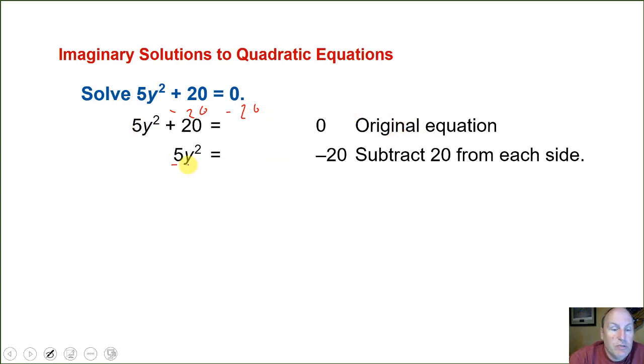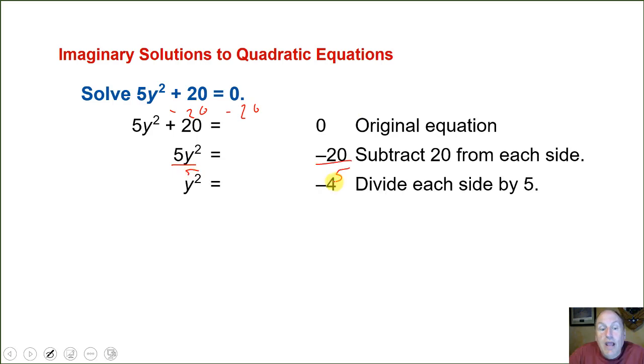Okay, next thing we'll do is divide by 5. And that gives us y squared equals negative 4. Now we're going to take the square root of both sides. And thankfully, these imaginary numbers give us the ability to do that. Otherwise, there's no real number that's going to give us negative 4 when we multiply it by itself.